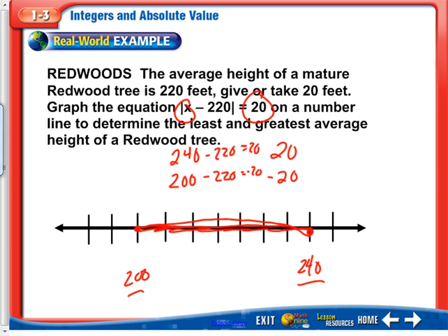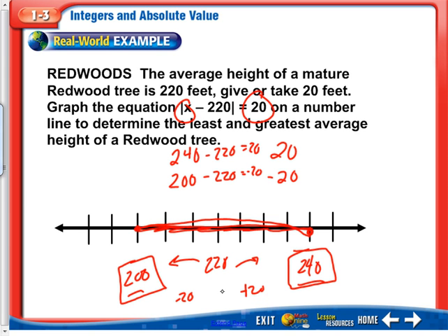But again, we just want to know the least and greatest average height of a redwood tree. So I guess they just want to know those two numbers. They want to know the least average, and they want to know the maximum or the greatest average. So the least average would be 200, and the greatest average would be 240. Okay, and in here we have 220. So obviously to get here, we're subtracting 20, and to get here, we're adding 20. So there's our difference, plus or minus, give or take 20.